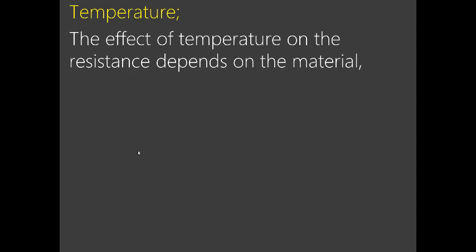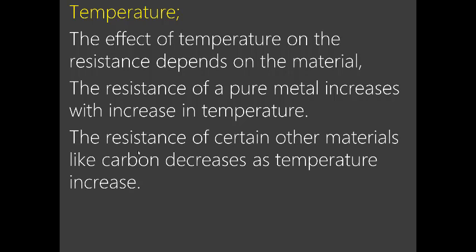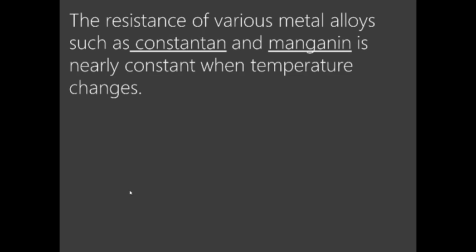Number 3 is temperature, and we know that the effect of temperature depends on the material. The resistance of a pure metal increases with increasing temperature. We all know that. When the temperature increases, the resistance will increase. The resistance of certain other materials, like carbon, decreases as temperature increases. And the resistance of various metal alloys such as constantan and manganin is nearly constant when the temperature changes. So constantan and manganin almost don't get affected by changes in temperature.